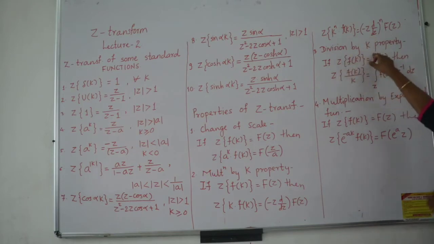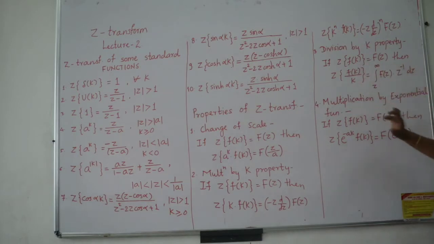Then division by k is another important property. If the Z transform of f of k is equal to F of z, and the function is divided by k, then you have to take the integration. Integration from z to infinity, F of z, z raised to minus 1 dz. When you simplify this, what you get is the Z transform of f of k upon k. And this is another property additionally given. It comes as a subpart of the example.